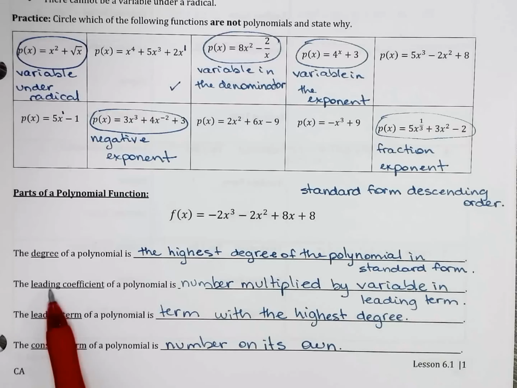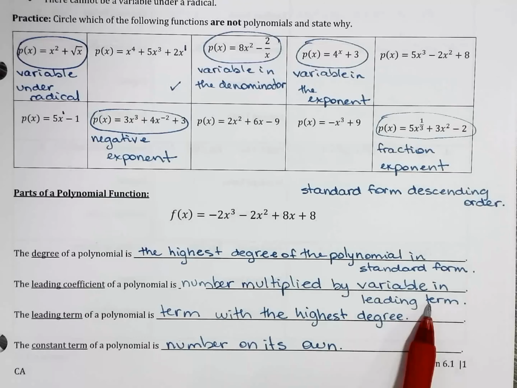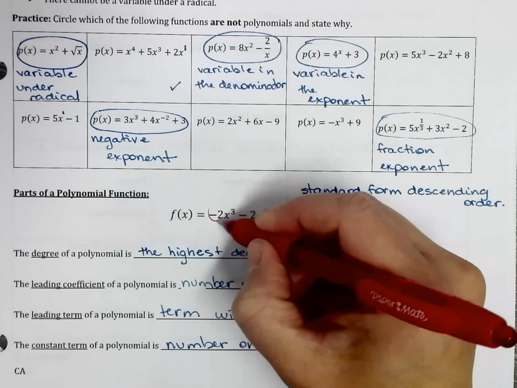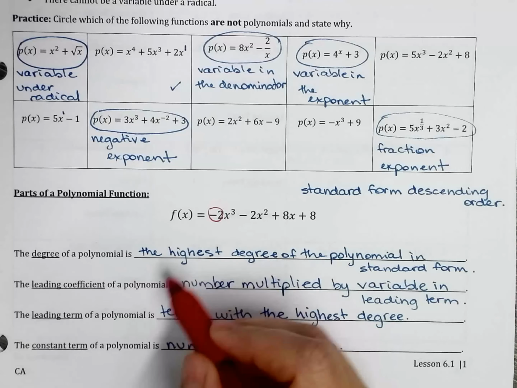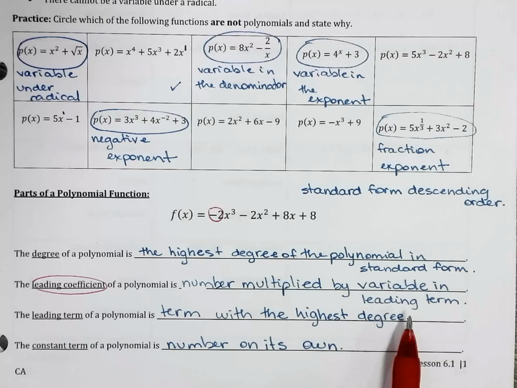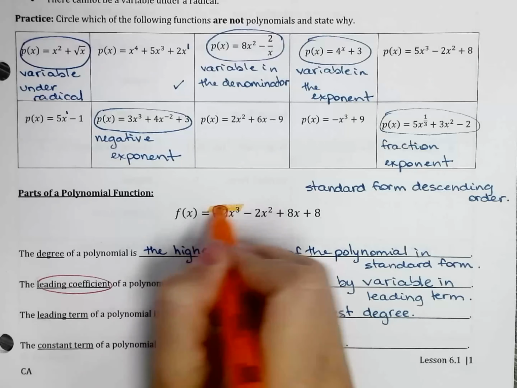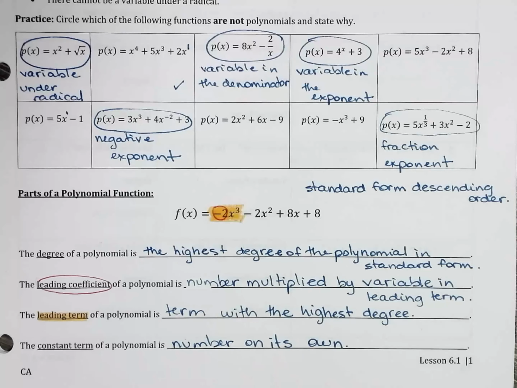Degree 3. The leading coefficient would be the number multiplied by the variable in the leading term. So that will be this number right here. I'm going to use red. Leading coefficient is the number in front of the variable. The next one, we have the leading term. It's the term with the highest degree. So the term with the highest degree is that one, and it's the whole thing, negative 2x cubed. That's the leading term.